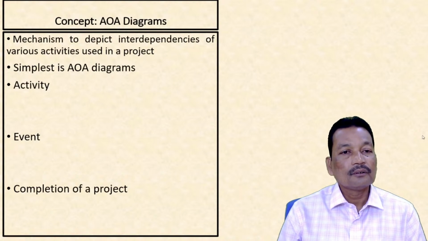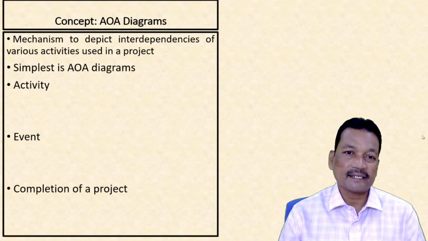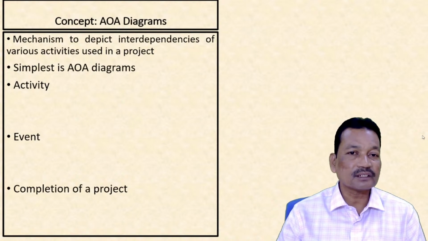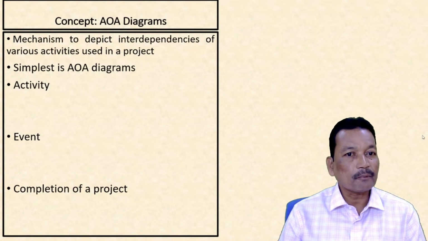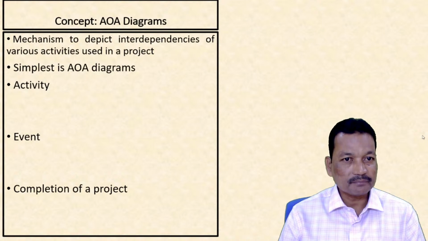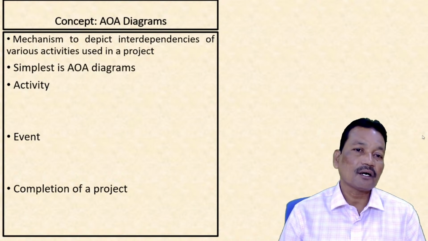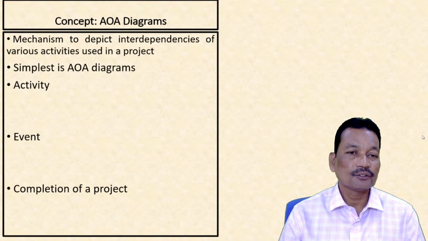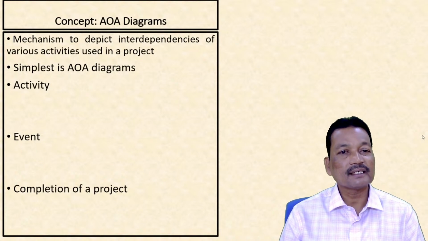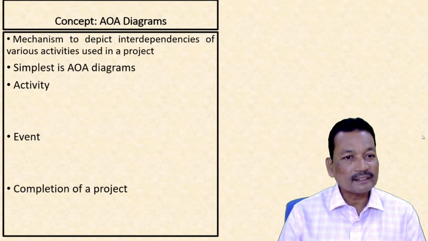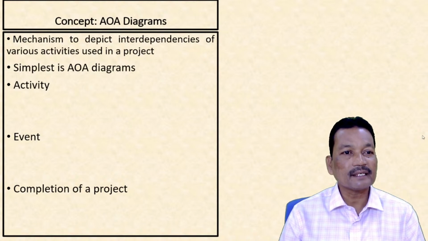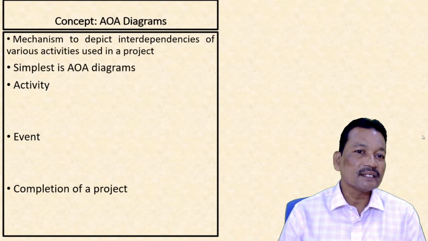Now, we shall move on to how we can do the diagrams. We are focusing on the CPM method, critical path method. In PERT also, we will use similar kinds of diagrams, the first and most widely used, the simplest form of diagram. It is called AOA. It is a mechanism to depict interdependencies of various activities used in a project.